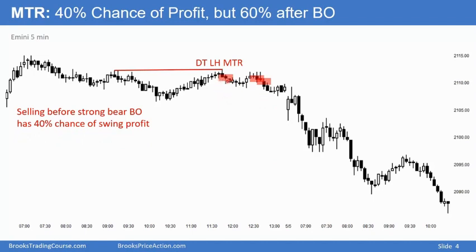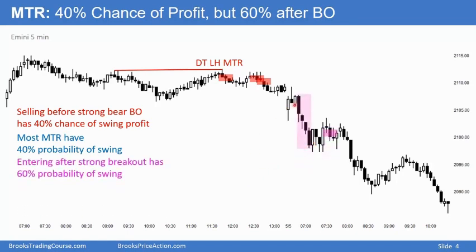Selling before there's an obvious breakout and before the market is clearly always in short, there's a lower probability of a swing profit, yet small risk. Most major trend reversals have only a 40% probability of a swing trade because you're entering before there's a strong breakout and the market clearly has reversed.